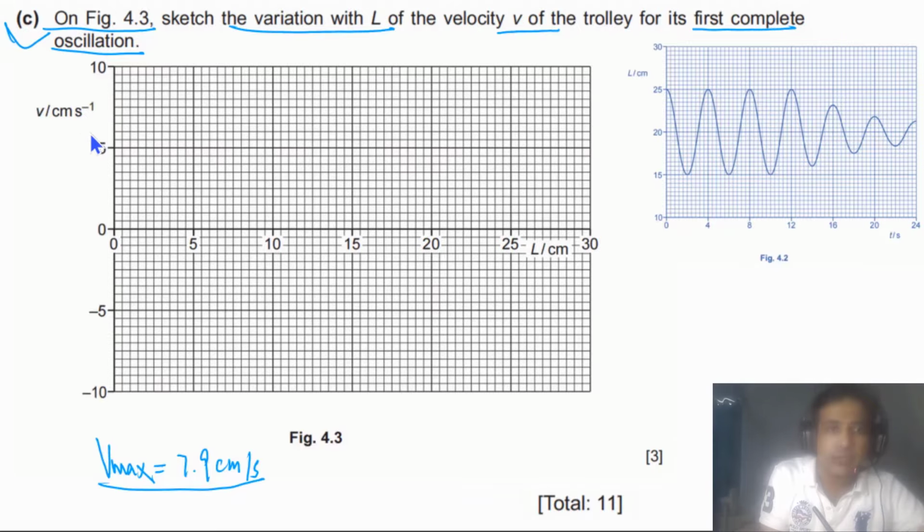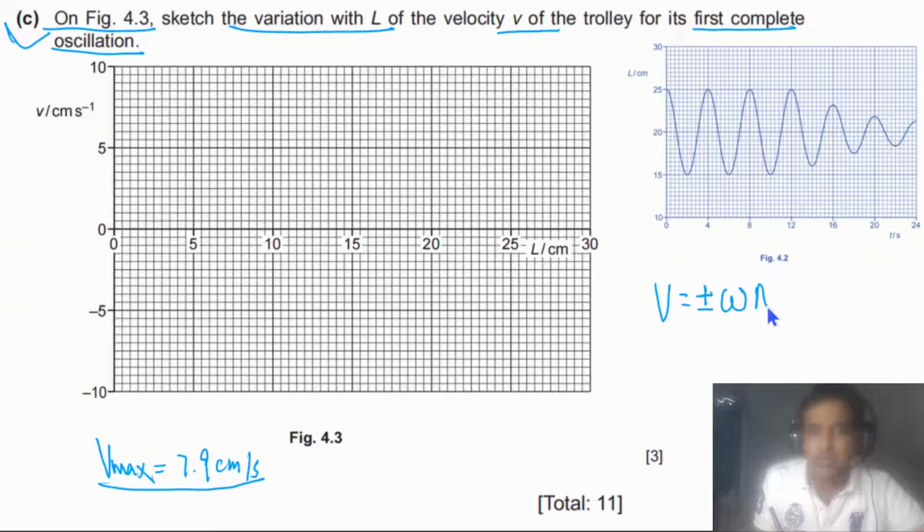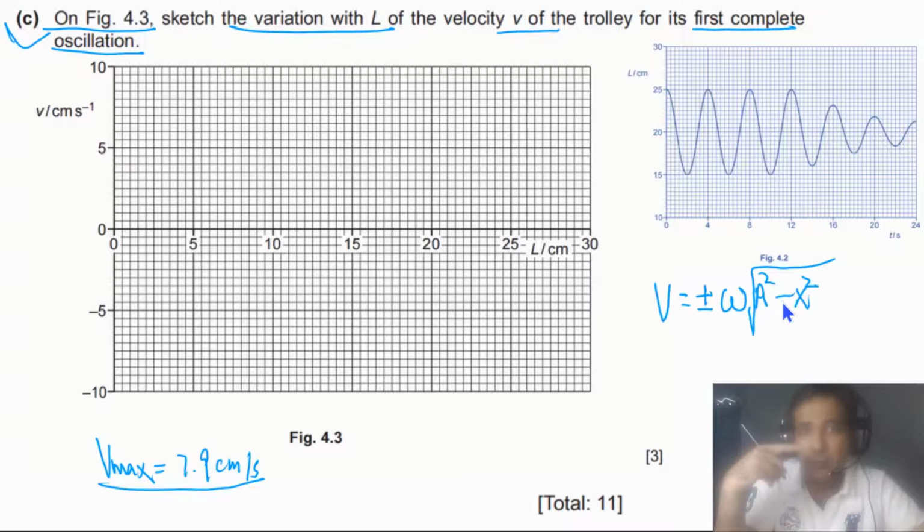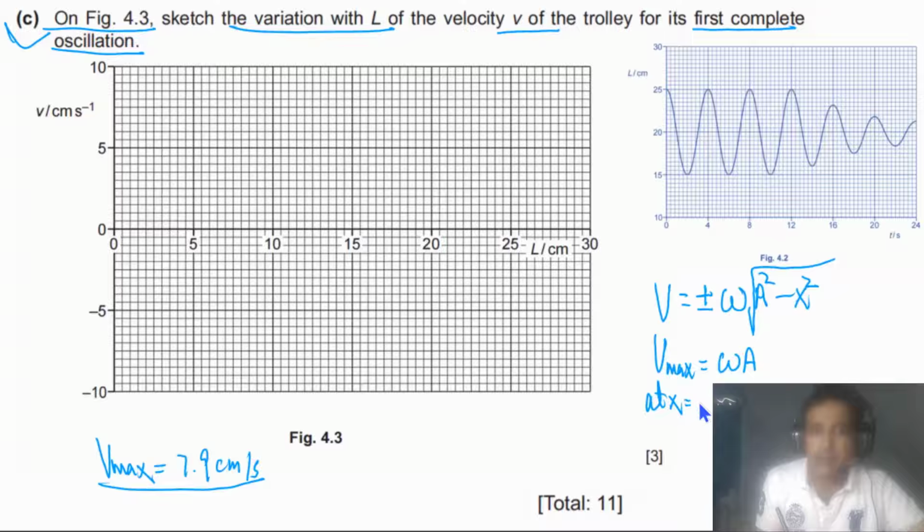So we have to sketch the graph between V and X, and they are linked with each other. V is equal to plus minus omega times the square root of A squared minus x squared, where X is the displacement and A is the amplitude. This equation connects V and X, and shows how V changes with displacement from equilibrium. When X is 0, V will be maximum. So Vmax is omega times A, at X equal to 0, which means at equilibrium.